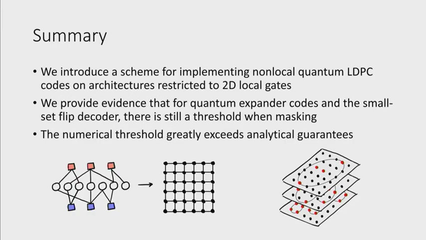So to summarize, we introduced this scheme based on the stack model for implementing non-local quantum LDPC codes on architectures that are restricted to 2D local gates. We provided analytical evidence to suggest that there is a threshold while using quantum expander codes and the small set flip decoder. And we also ran numerical simulations to show that the actual threshold you get is much better than any analytical guarantees that you can get.